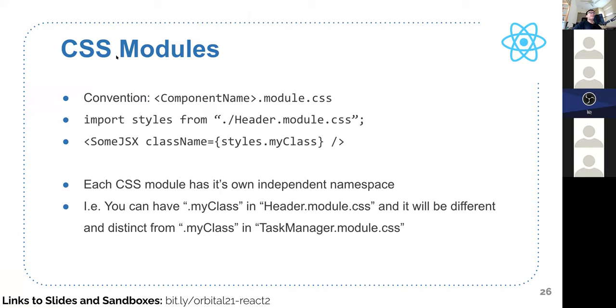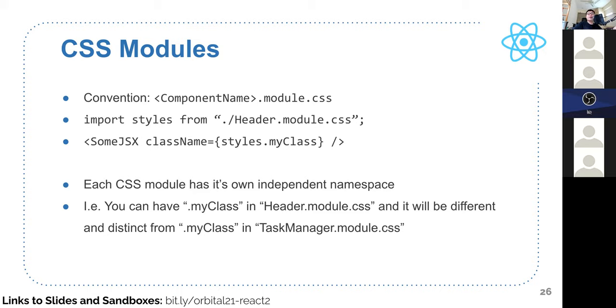So there's this thing that people have created to solve this problem called CSS modules. The convention here is that you name it your component name, and then you name it .module.css. And then when you want to actually reference your CSS styles, you import your styles from these CSS modules, and then you reference the style instead of just passing in a string of the class, right? Instead of just passing in a string called my class, you call styles.myclass. Okay, so what happens is this allows every CSS module to have its own independent namespace. And it's very helpful when you end up working on very big projects.